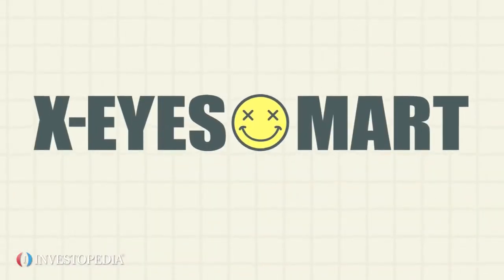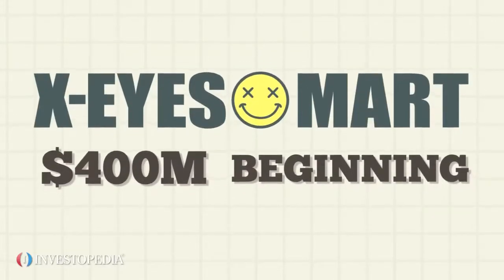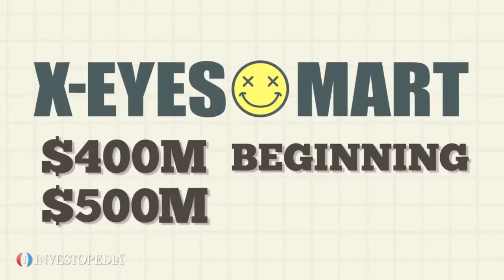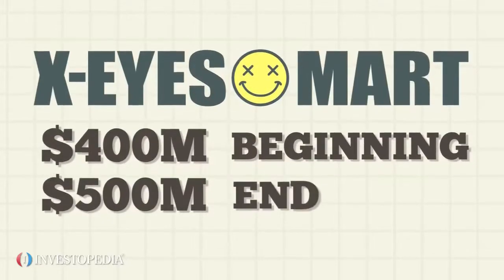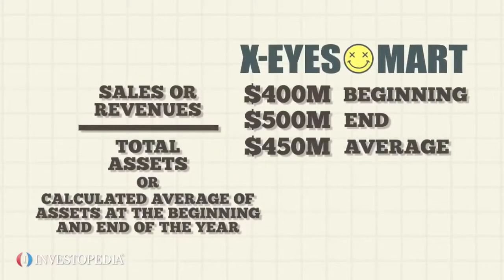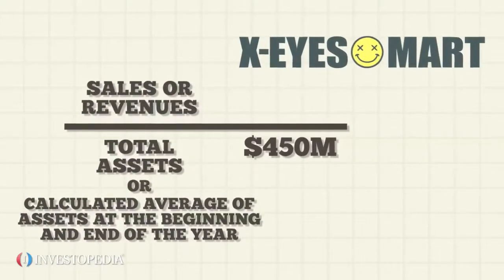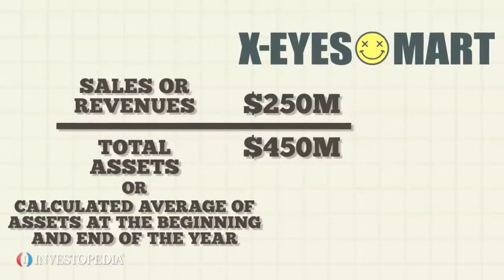For example, Mart has an asset base of $400 million at the beginning of its fiscal year. The company sees its asset base increase to $500 million by its fiscal year end, which means that it had an average of $450 million in assets for the fiscal year. During that same fiscal year, the company generated $250 million in revenues.